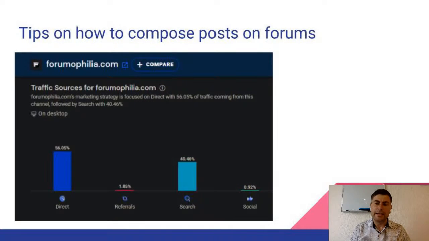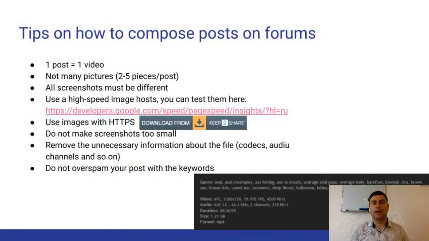So that means if your post is SEO optimized, users will find your post from the search engine, from Google, not just browsing the forum. So that means you can easily get 40% more income if you SEO optimize your post. So as for the SEO optimization of the post, how should you compose posts on forums?